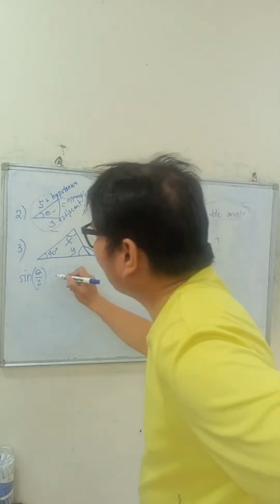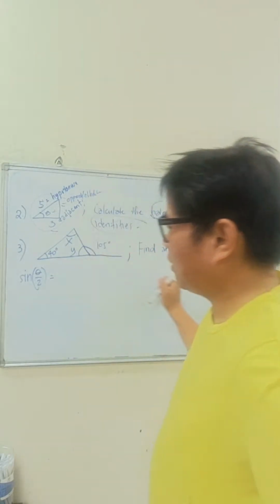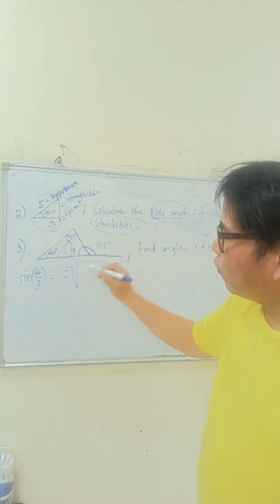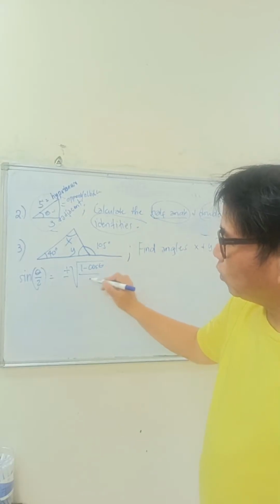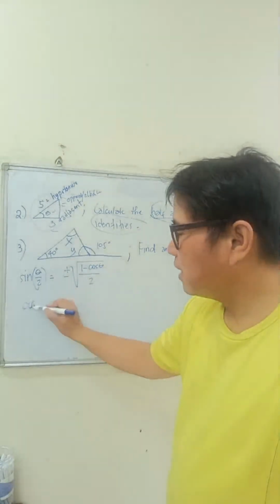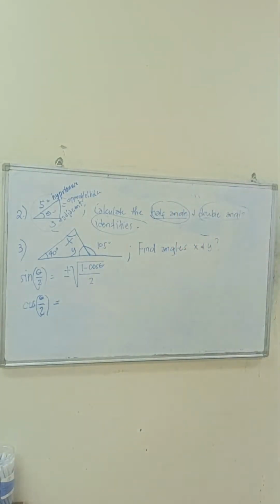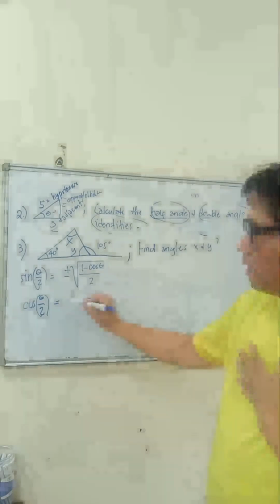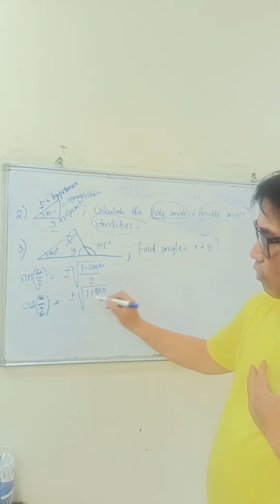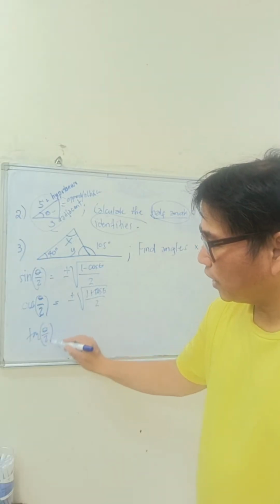Okay, so we have here sine of 1/2 theta. So what is the trigonometric identity for this? This is the positive and negative square root of 1 minus cosine theta over 2. And then for cosine theta over 2, you need to put parentheses, because I will put parentheses to make it short. Plus minus, the opposite of this one, so 1 plus cosine theta over 2.